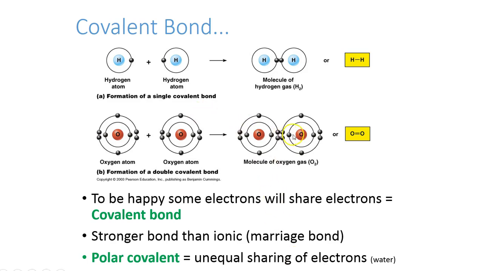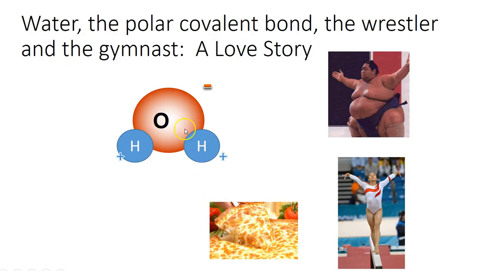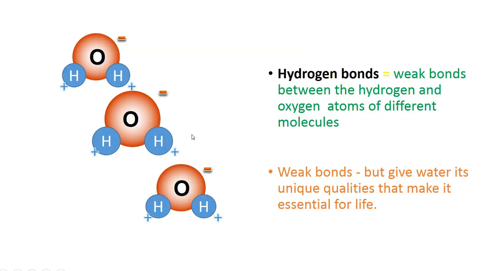So again, two atoms that are the same size will equally share the electron, and that is a non-polar covalent bond. If they are unequal, in the case here the oxygen is much bigger than the hydrogen, then it will be a polar covalent bond. Okay, the next type of bond we have is not between individual atoms, but between molecules.